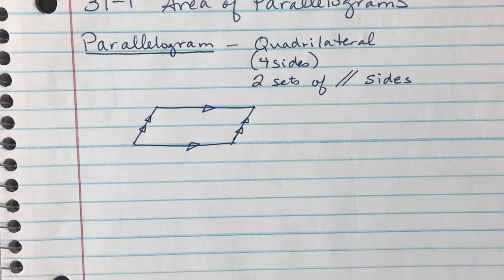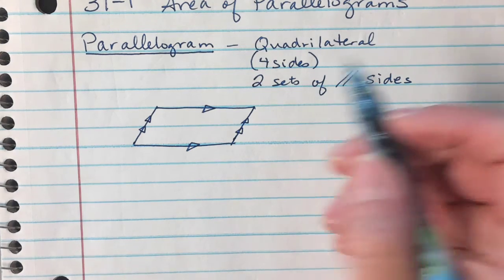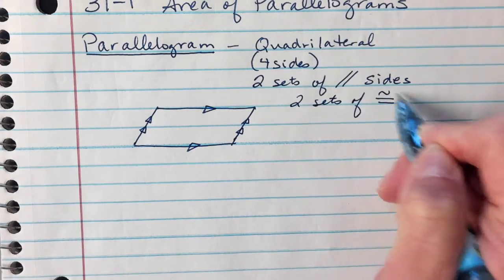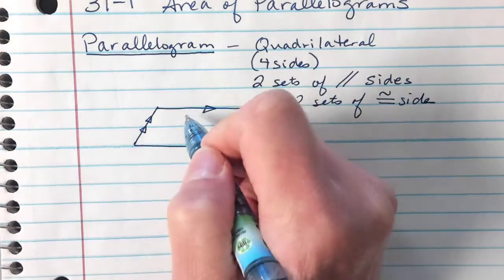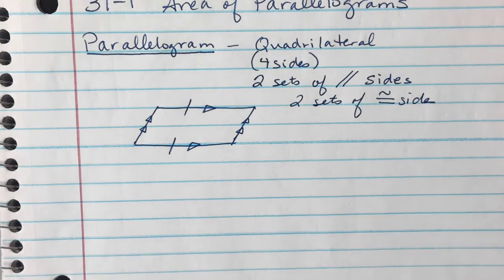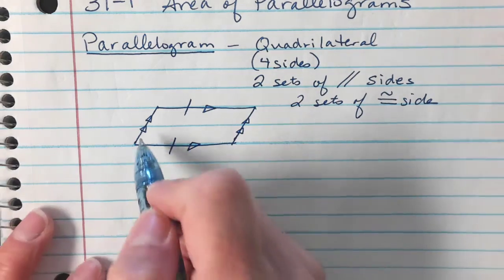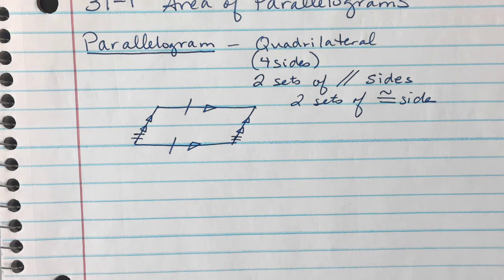But what's really cool about a parallelogram is that if we have 2 sets of parallel sides, we also have 2 sets of congruent sides. So the top and the bottom are going to be the same. You'll notice I'll give them each one little slash or tick mark. And then the left is going to get 2 and the right is going to get 2. There are other characteristics about a parallelogram, but for our purposes right now, that's what matters most. You guys doing okay?